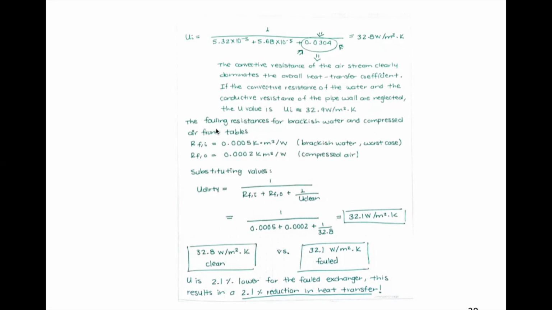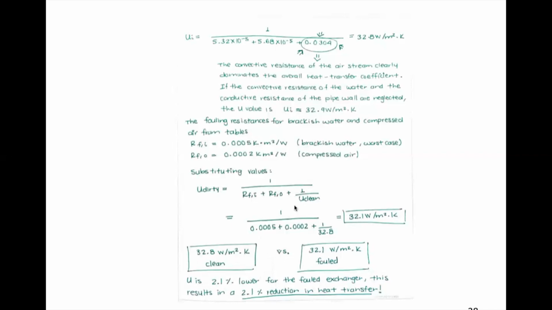Now, if we add the fouling resistances for brackish water and compressed air from tables, here I just read from the table, right? The resistances for brackish water, and I choose the worst scenario, the highest value. And then for compressed air, and I add those values here in my equation for U dirty, right? So resistance in, out, fouling in, fouling out, 1 divided by U clean, the clean value that I got here, gives me an overall heat transfer coefficient for a dirty surface of 32.1.